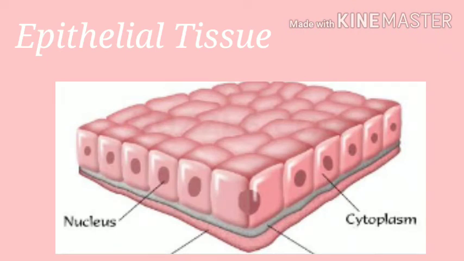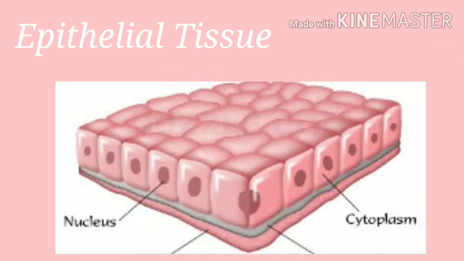Epithelial tissue. Epithelial tissue covers and protects the body. That is, this tissue is present in the skin of animals. It lines the inner walls of the digestive tract, and performs functions such as protection, absorption and production of secretion. So these are the functions of epithelial tissue. So epithelial tissue is found in the skin of animals and it is also found in the digestive tract.